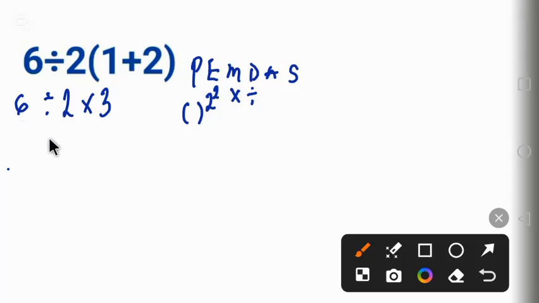6 divided by 2 will give us 3 times 3. 3 times 3 equal to 9. So the correct answer to this question is 9.